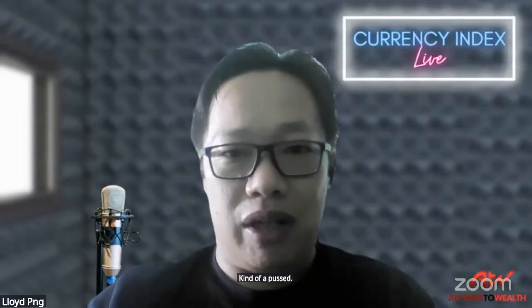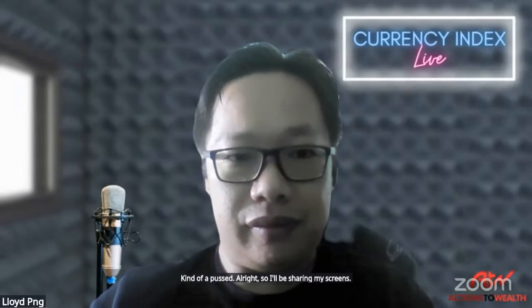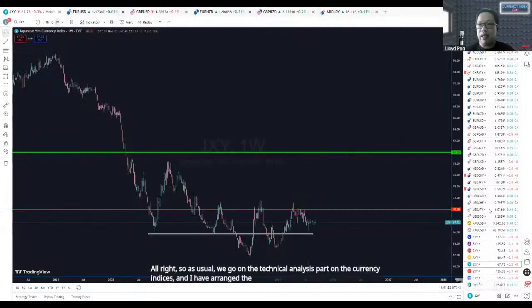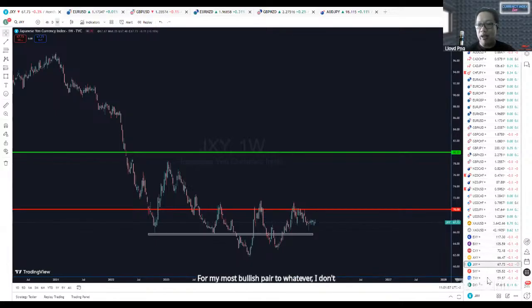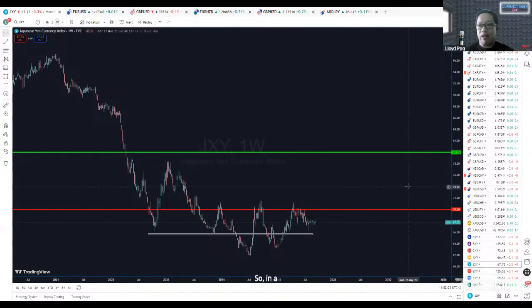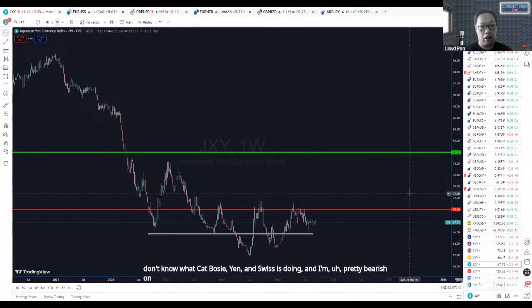All right, so I'll be sharing my screen. As usual, I'll be going through the technical analysis on the currency indices, and I have arranged the indices from my most bullish pair to the ones where I don't know what they are really doing, and my bearish pair, which is right at the bottom. That's easy for you to view. So in a nutshell, the summary is that I'm bullish on euro and pound. I really don't know what CAD, Aussie, yen, and Swiss are doing, and I'm pretty bearish on Kiwi and dollar. So that's the nutshell, right?